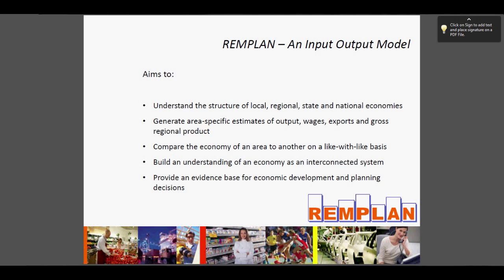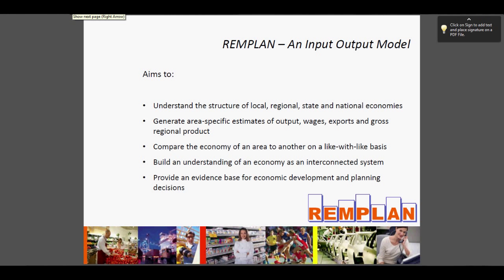It's not just about profiling a local economy, though. Input-output analysis lends itself particularly well to understanding an economy as an interconnected system. So it's not just about the output or the wages that are paid by a particular industry, but it's about how retail, trade, and manufacturing or construction relate to each other, and how an expansion in the construction sector, what likely indirect benefits is that likely to have for other sectors in the economy? It might be manufacturing or professional services, for instance.